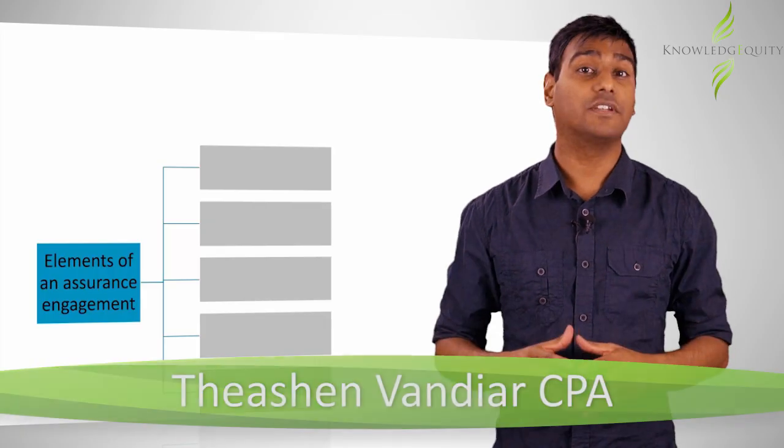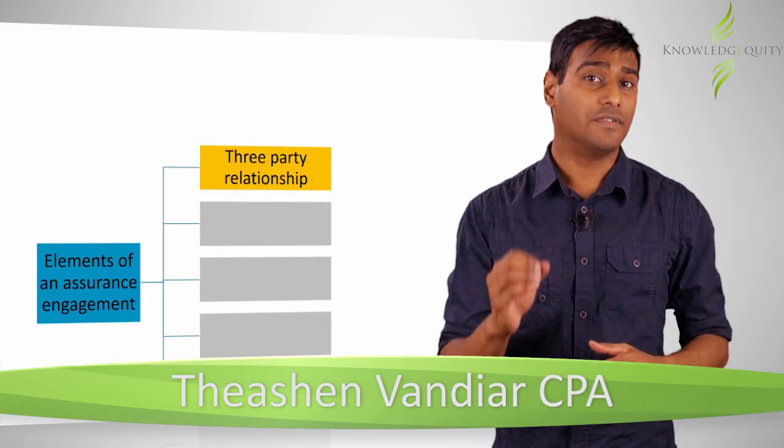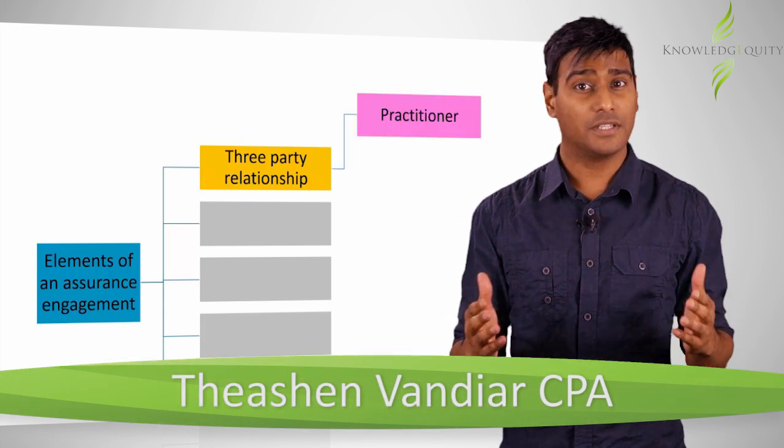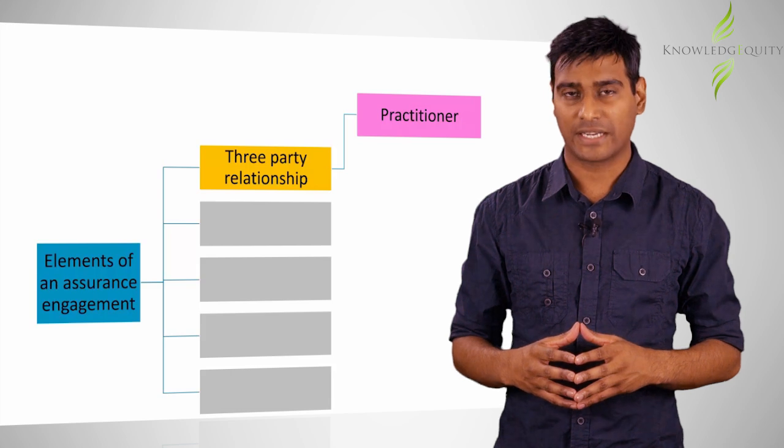There are 5 elements of an assurance engagement. The first element of an assurance engagement is a three-party relationship. The first component of this element is the practitioner.